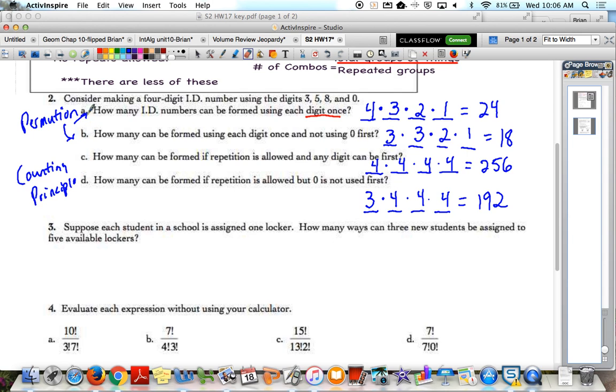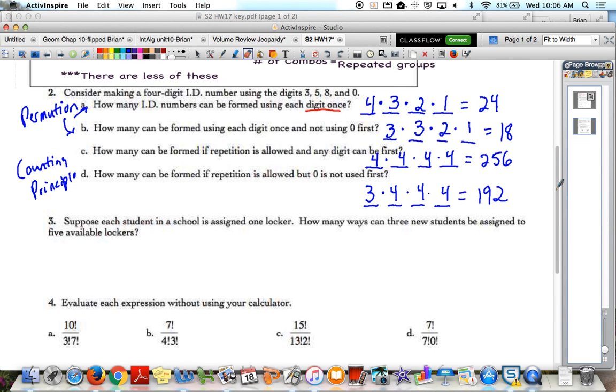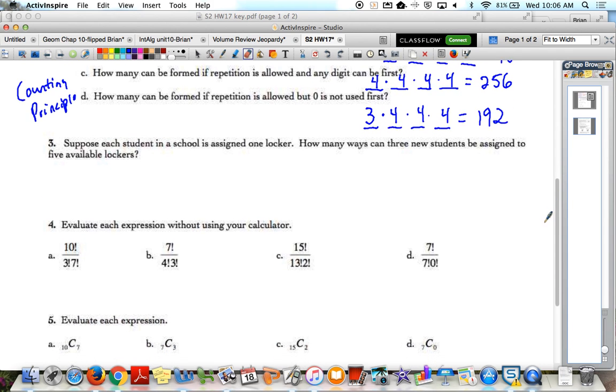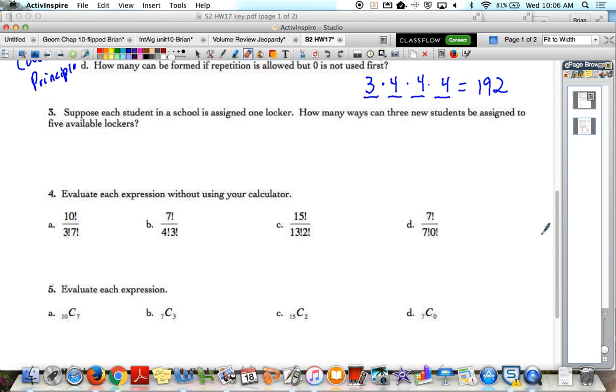And in A and B, we're using permutations, which again, permutations and combinations still use the idea of a counting principle. They're just a little bit more specific. All right, let's go down to number 3. Again, we're not doing 4, 5, and 6, so we don't have to worry about those. But number 3, suppose each student in school is assigned 1 locker. How many ways can 3 new students be assigned to 5 available lockers?